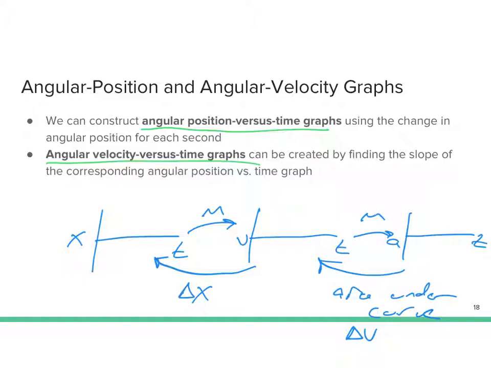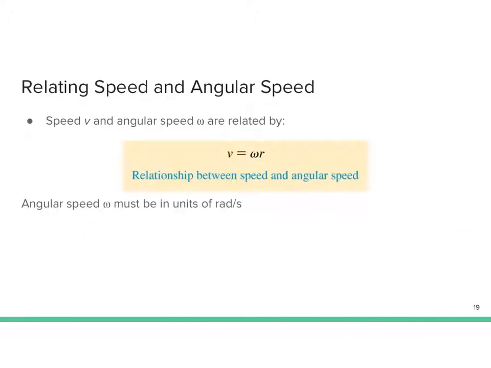We have angular position versus time graphs, angular velocity versus time graphs, and those can be in revolutions per second, revolutions per minute, radians per second. It doesn't matter. All of these things are good to go. They're ways of graphically showing motion.